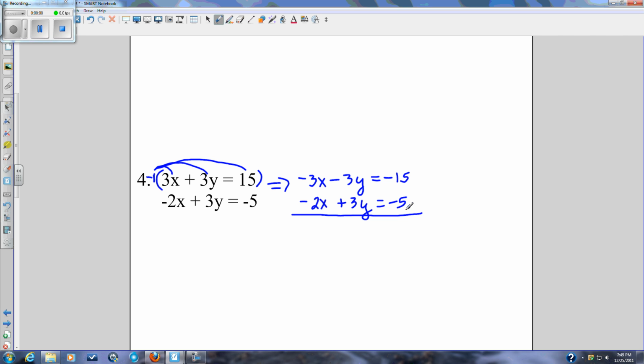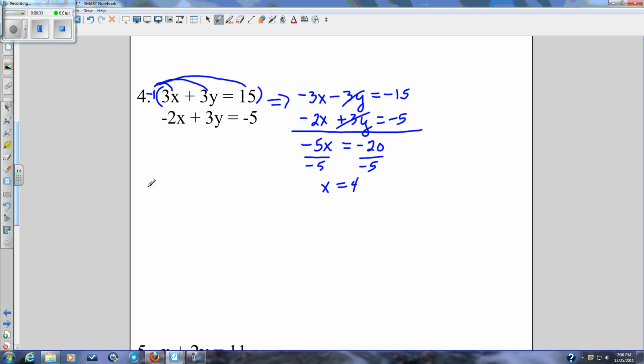Now let's add the equations together, and negative 3x minus 2x is negative 5x. Negative 3y and positive 3y, they cancel. And we have negative 5x equals negative 20. Now we can solve it. So divide each side by negative 5. And x equals positive 4.